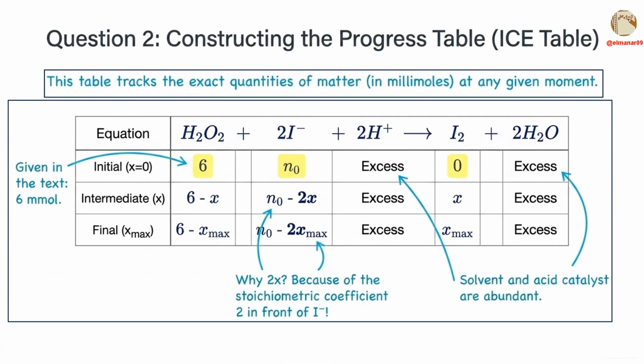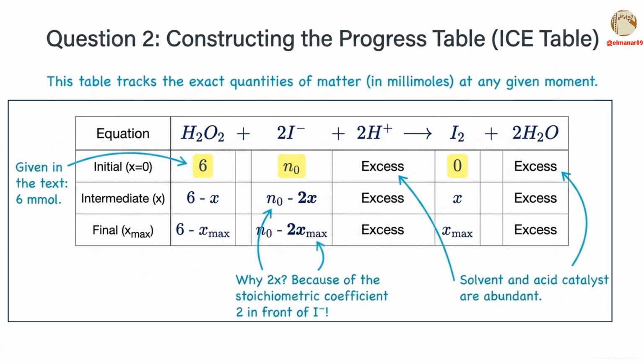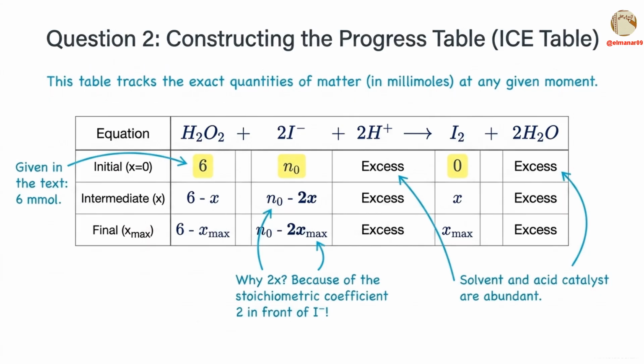Let's get organized with question 2 by constructing the progress table, also known as the ICE table. This is the ultimate map of our chemical journey. I is for initial, at the start, t equals 0. C is for change, during the reaction. And E is for the end, or equilibrium state. We fill it with quantities of matter in millimoles. We start with 6 millimoles of H2O2 and n0 of I-.